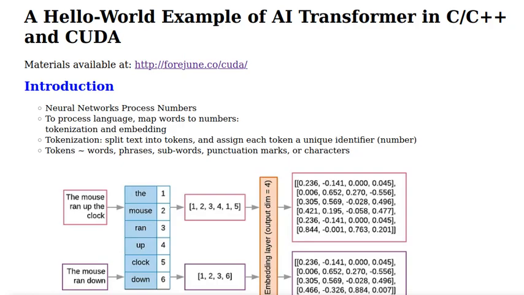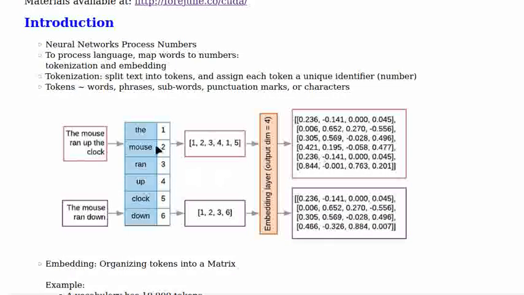Neural networks process numbers, not words. To bridge this gap, language must first be converted into numerical code, a process known as tokenization and embedding. Tokenization is the process of taking the input text and partitioning it into small, manageable units called tokens. These units can be words, phrases, subwords, punctuation marks, or characters. One token is about 4 characters or 3/4 of an English word, or 100 tokens are approximately equal to 75 words.